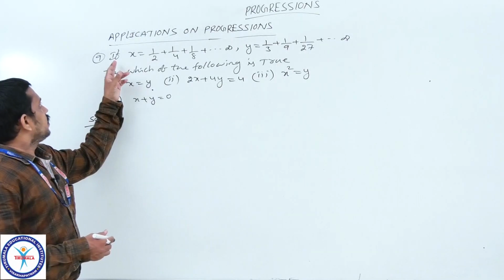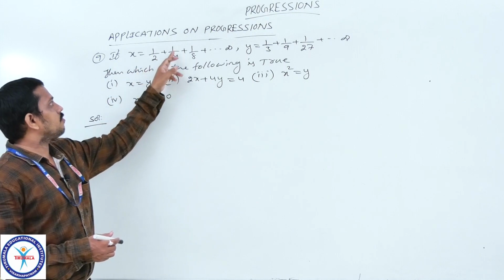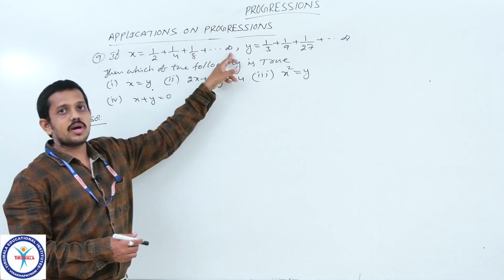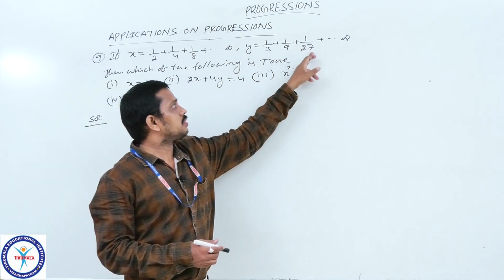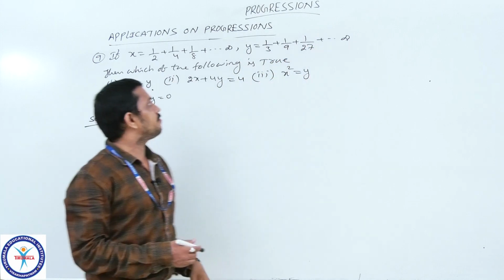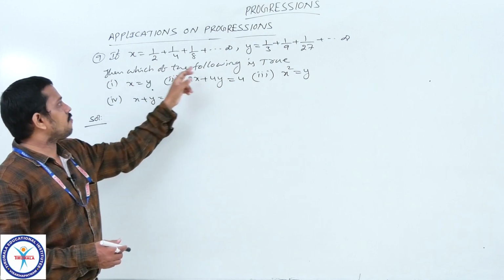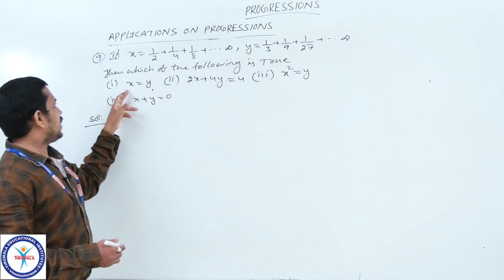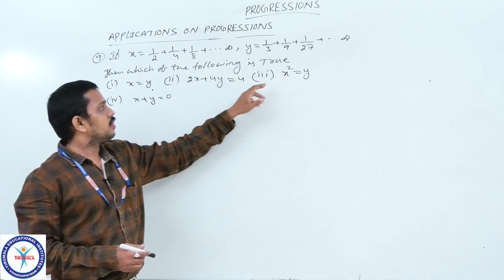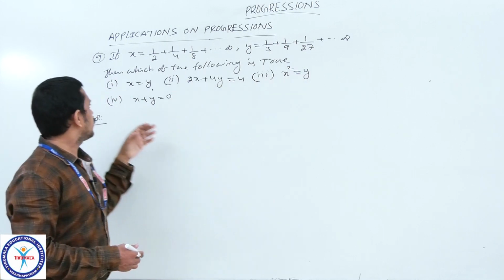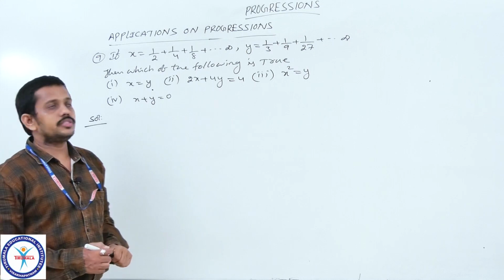Next problem. If x is equal to 1 by 2 plus 1 by 4 plus 1 by 8 plus and so on infinity, y is equal to 1 by 3 plus 1 by 9 plus 1 by 27 and so on infinity, then which of the following is true? Either x is equal to y, or 2x plus 4y is equal to 4, or x square is equal to y, or x plus y is equal to 0.